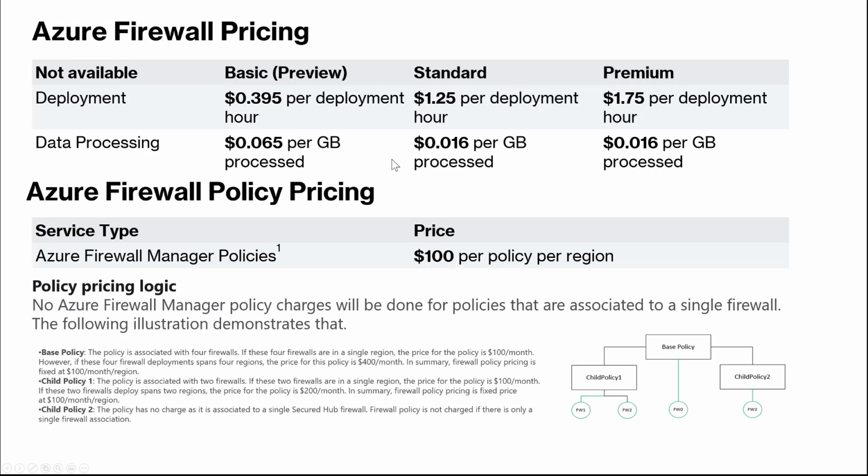So if you have one policy attached to one regional firewall, then you don't pay this price as well, right? But if you try to attach this firewall policy with multiple firewalls, multiple regions, as has been demonstrated in the diagram here, then you would end up paying 1,200 per policy per region, and it gives you a good explanation. Feel free to read it. I'm not going to waste your time on this because, as I said, a lot to cover.